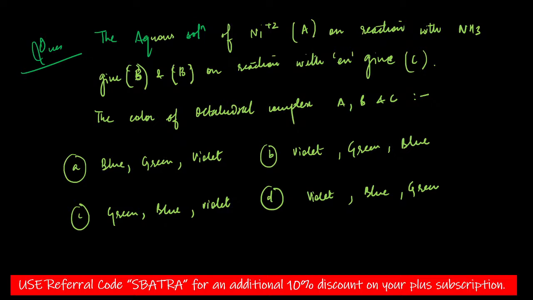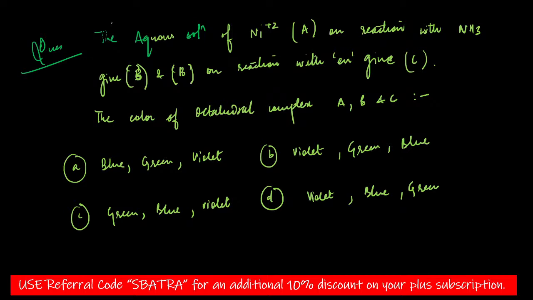Okay, this is your next question. Basically, an aqueous solution of nickel 2 plus, which is your A, on reaction with ammonia gives B, and B on reaction with ethylene diamine gives C. So there is a complex, that is your aqueous complex of nickel, that is your A.